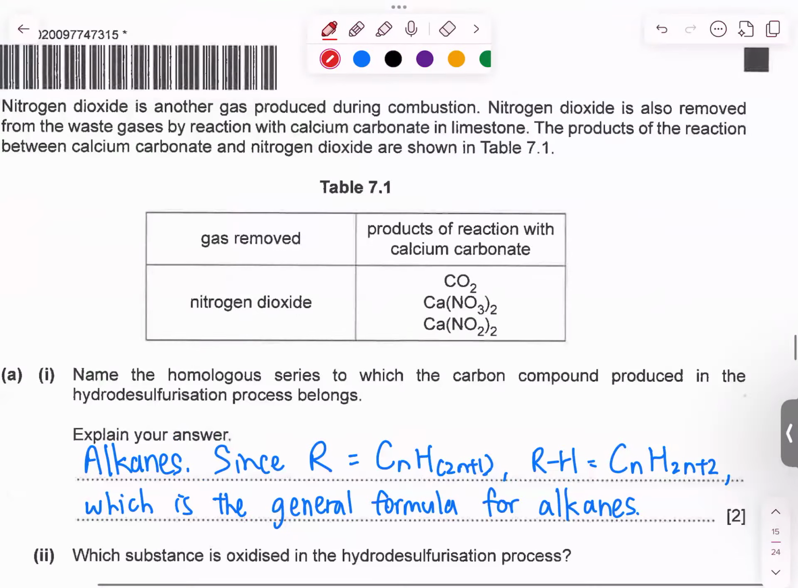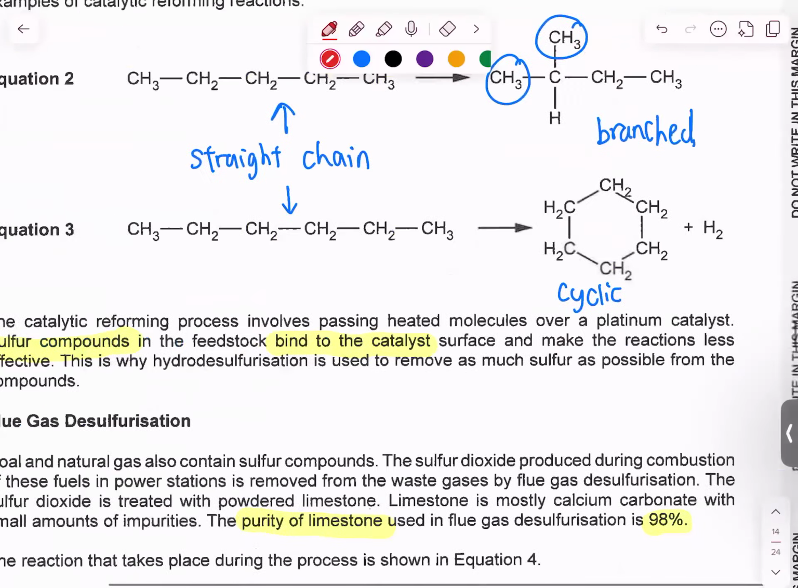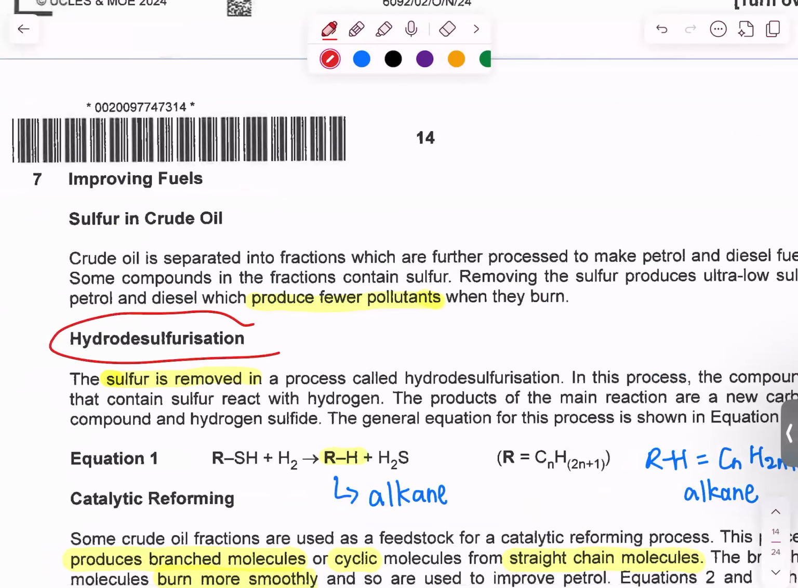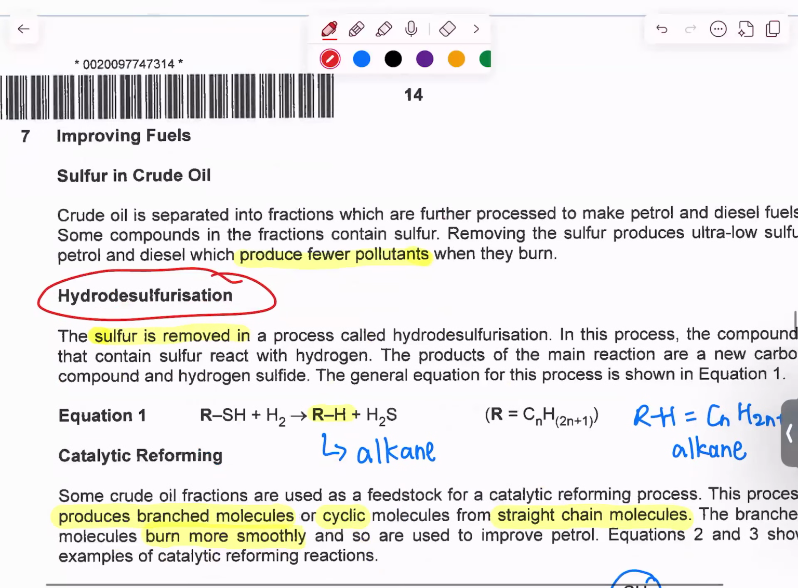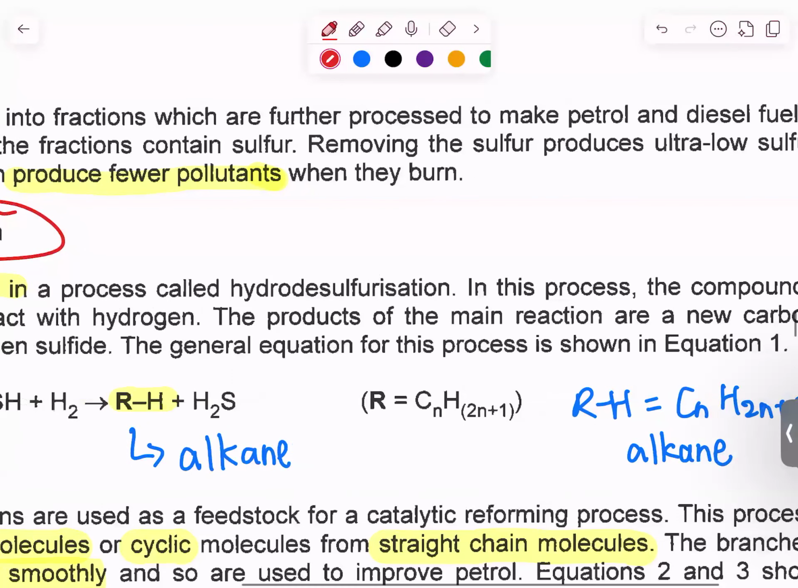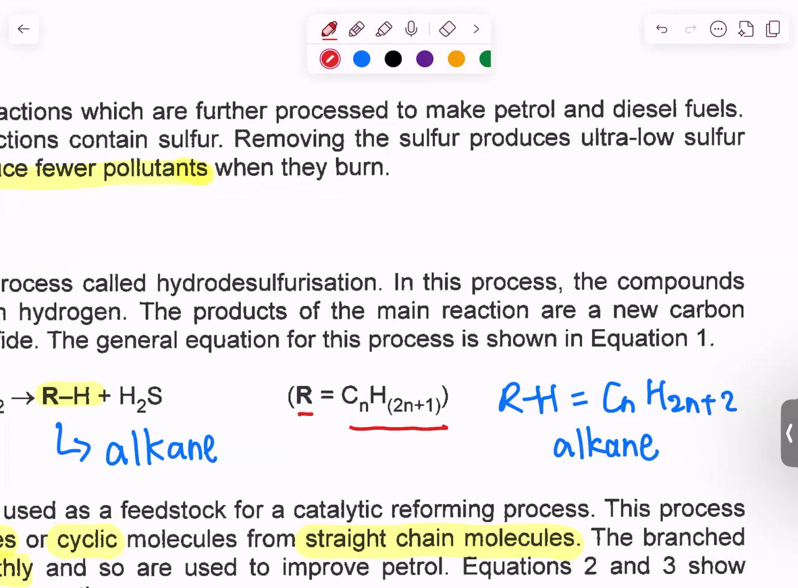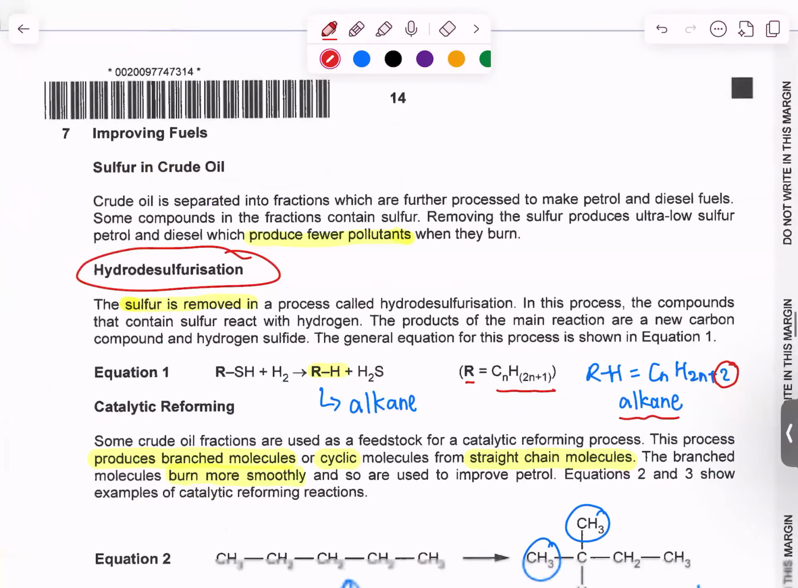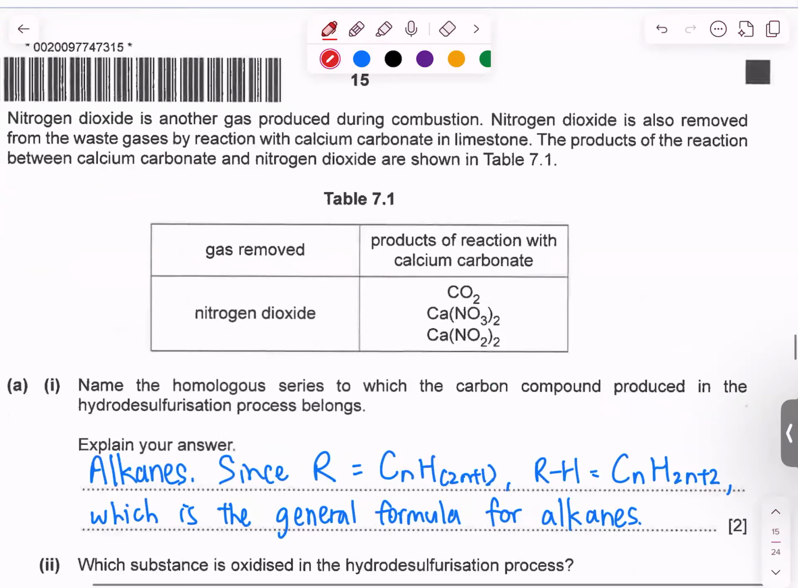Name the homologous series to which the carbon compound produced in the hydrodesulfurization process belongs. So which one is the hydrodesulfurization process? It will be this one. And then what is the homologous series of the compound that's being formed? So we have RH, right? R is CnH2n+1. If R is CnH2n+1, then RH must be CnH2n+2. What series does this general formula correspond to? It corresponds to the alkane series. So the series must be alkanes.